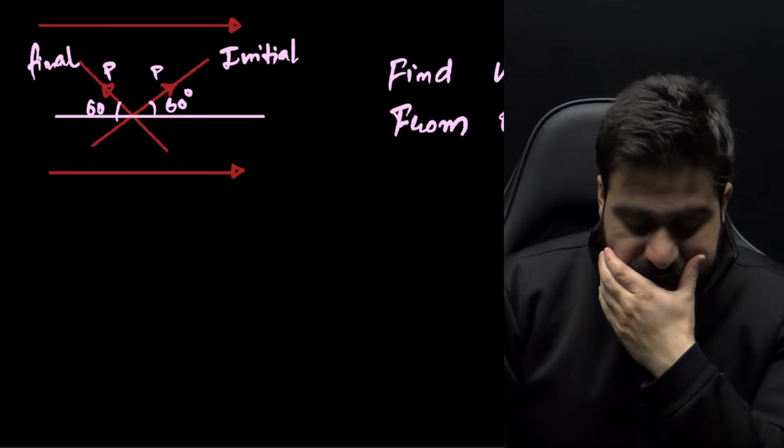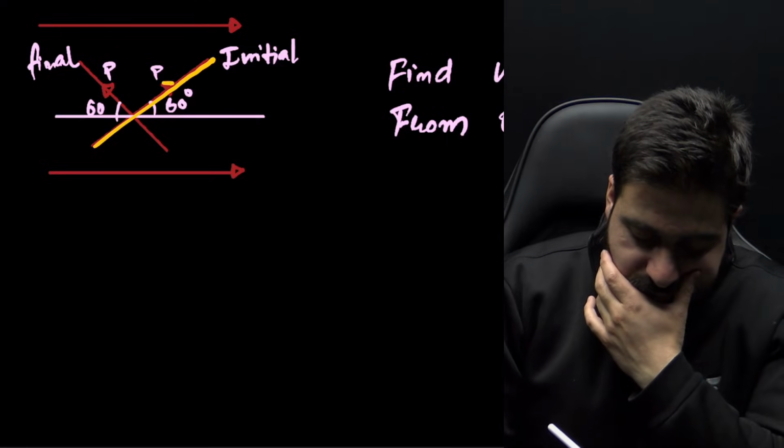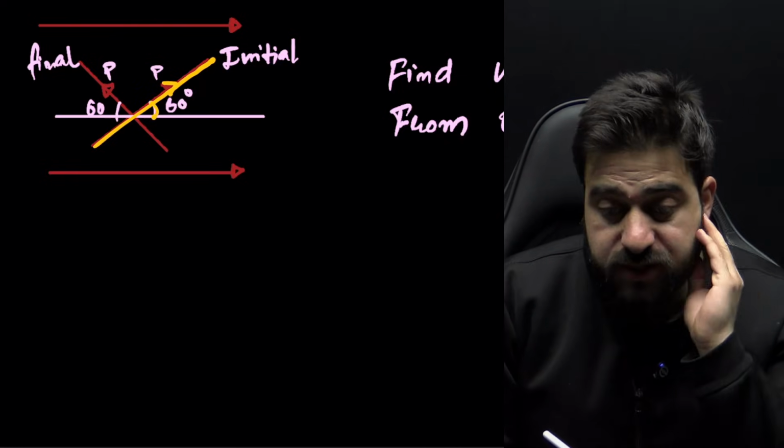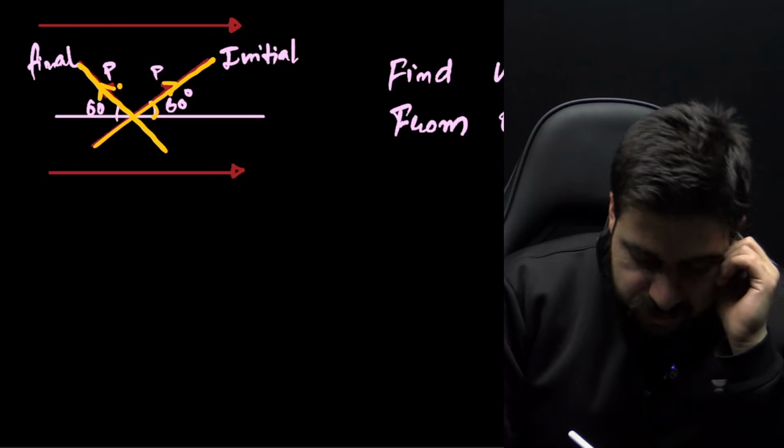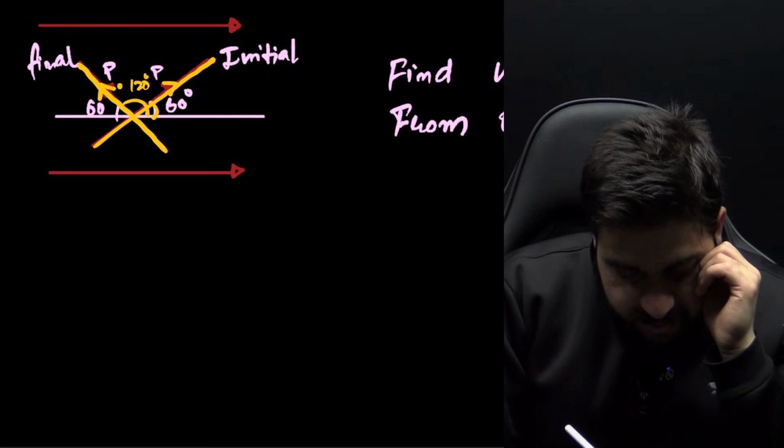Now in this particular case, initially the dipole is something like this. It is making an angle of 60. Finally, the dipole is something like this. It is making an angle of 120 because we checked the angle with the x-axis.